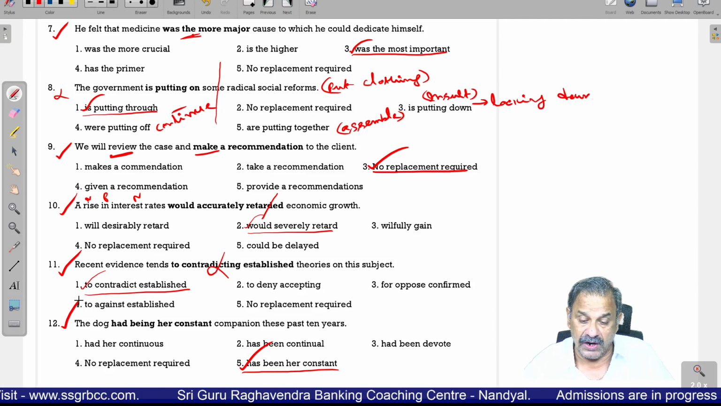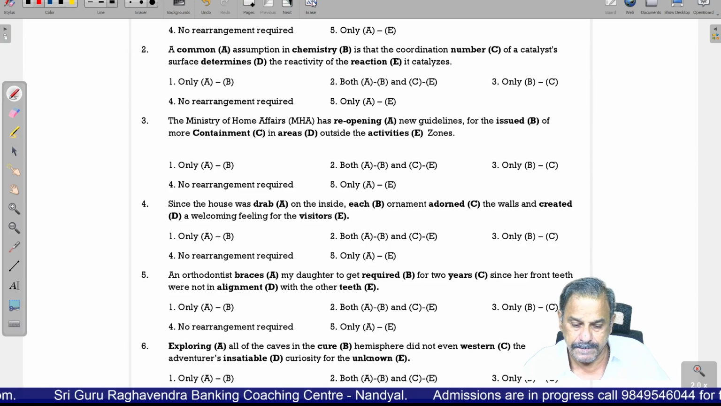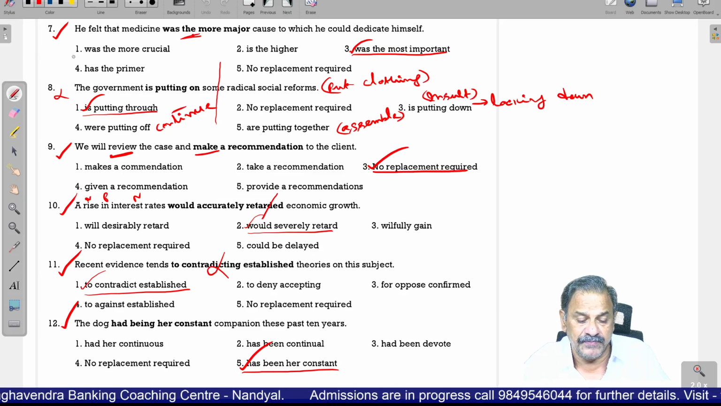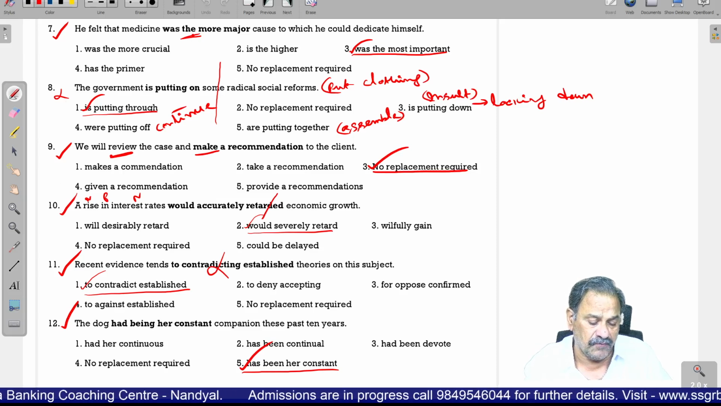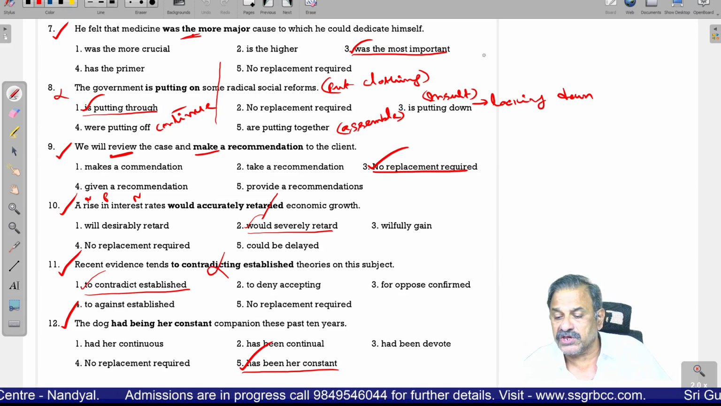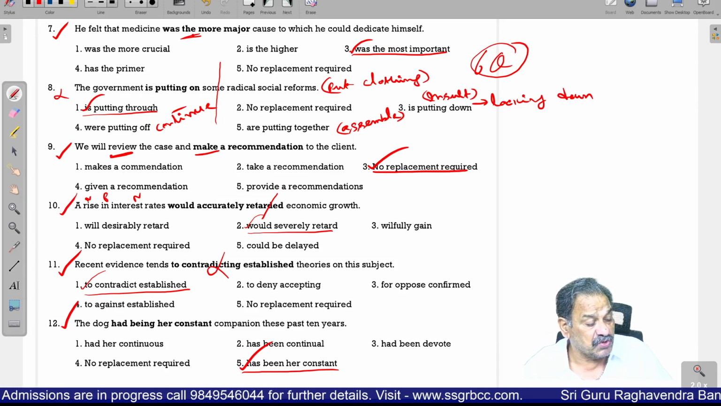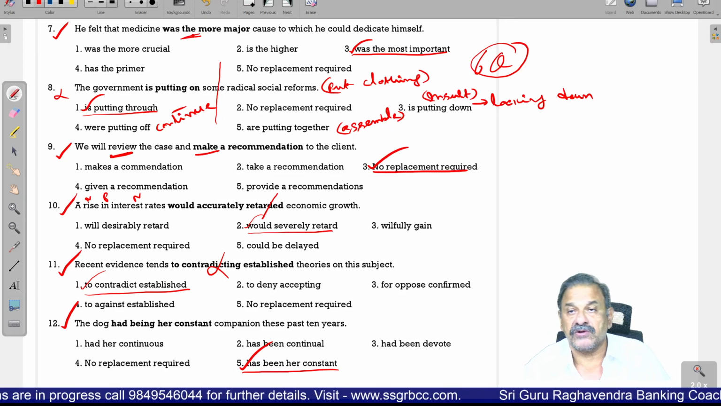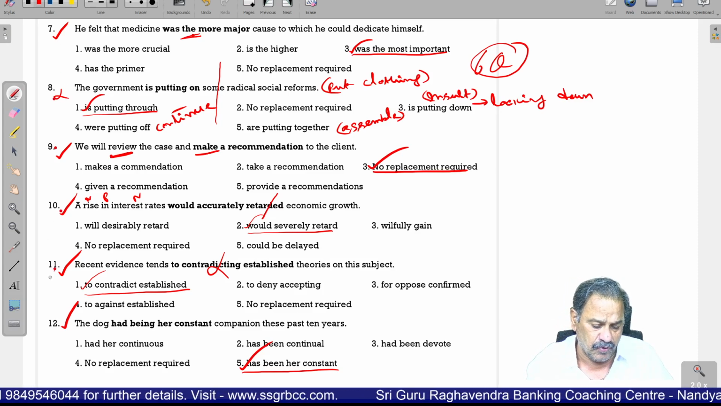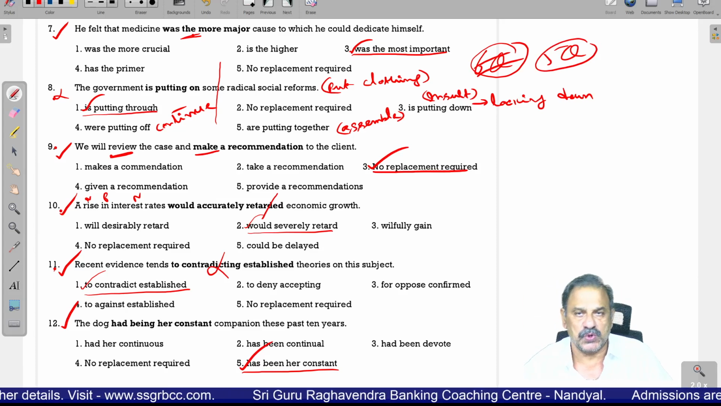Questions 7 to 12, once again we are going to see. First one, 7. See here, 1, 2, 3, 4, 5, 6. This is known as sentence improvement. Here we can attempt 6 questions. The earlier 6 questions were also given very easily, so you can attempt those 6 too. They are easy.